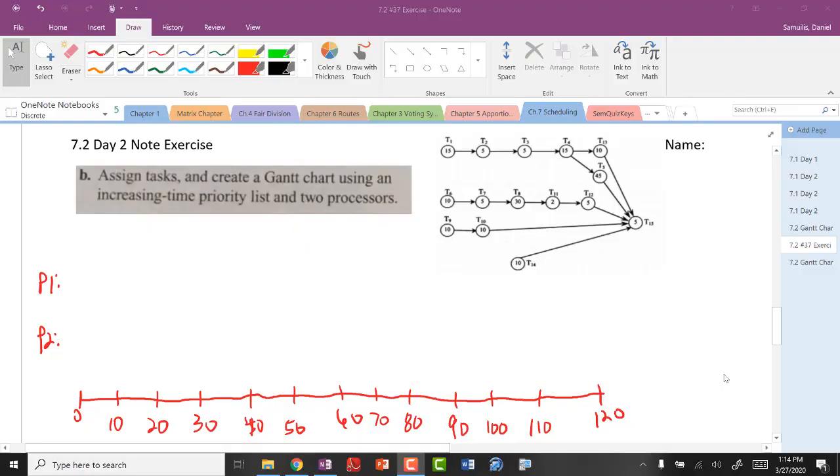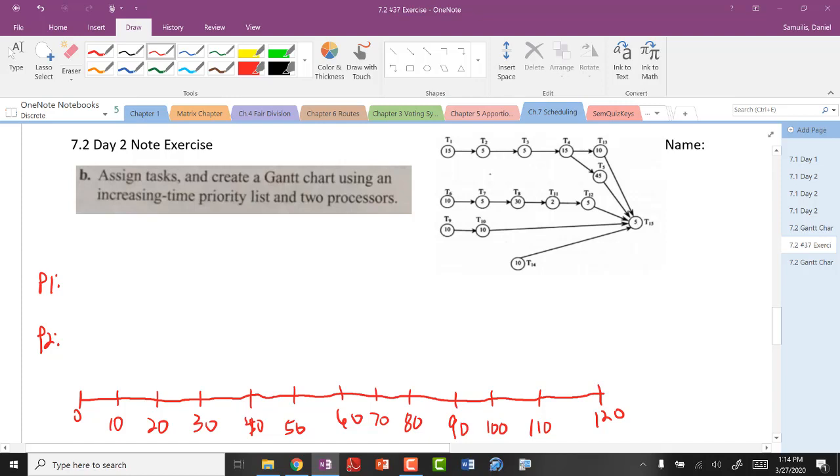Alrighty. Okay, so now I'm going to separate these into two different videos, increasing time priority list, and then the last video will be decreasing. Just two different algorithms to see what do we get in the end, how many minutes can we get this job done. Okay, so that's the idea behind that.